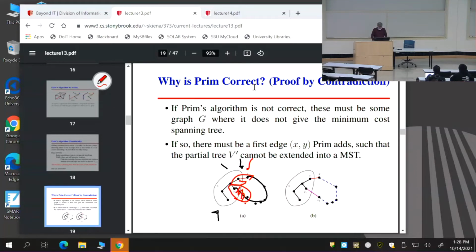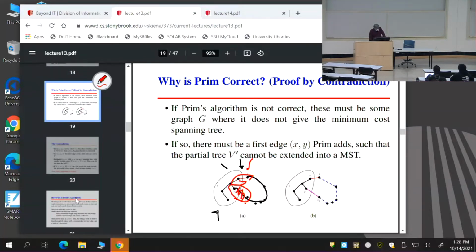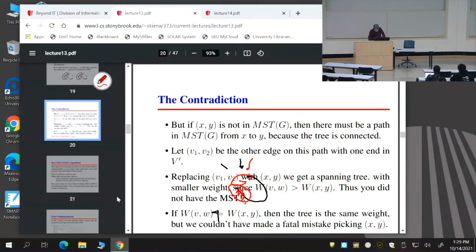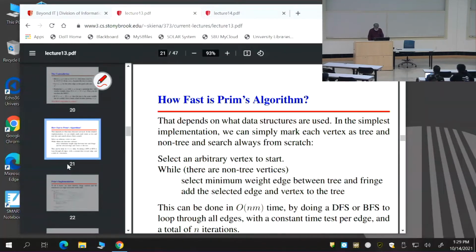Okay, good. Let's check one other thing. And again, that's what I'm describing here on the slide, but I think hopefully you got it. Any questions about the correctness proof? What is the speed of Prim's algorithm?